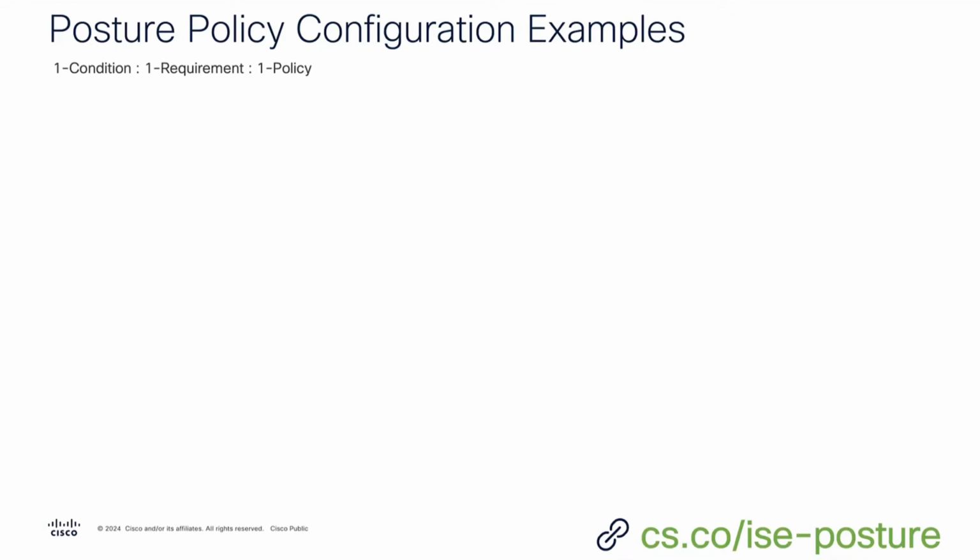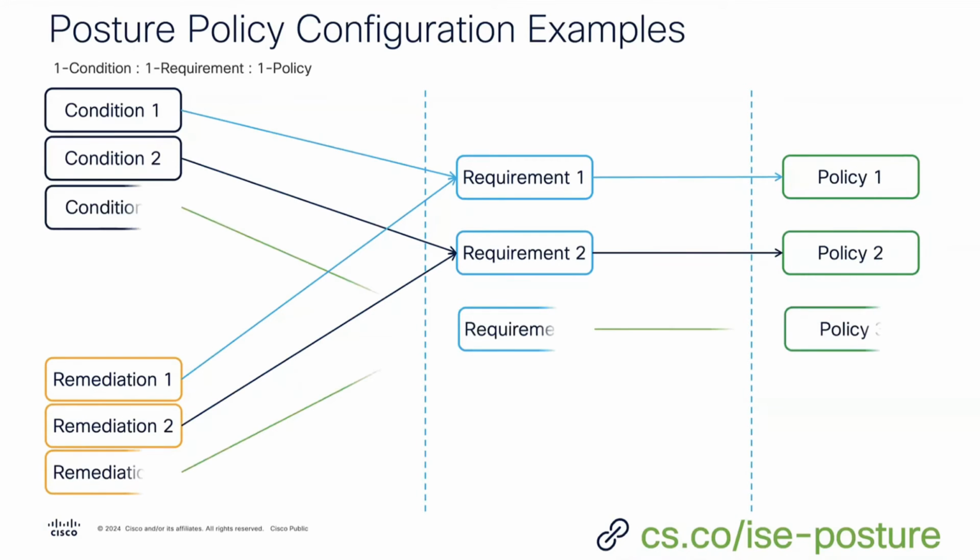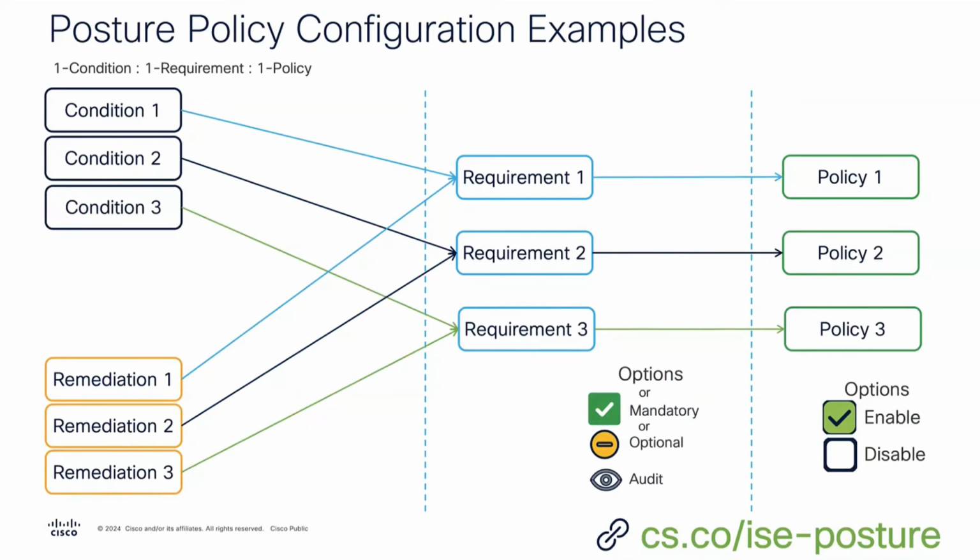Now, what are the different examples? How can we map these conditions and remediations to a requirement? How do we map the requirements to a policy? Let's say I have a specific condition, a specific remediation to be associated to that specific requirement, and that requirement is supposed to be mapped to a policy. This is a 1:1:1 example, where I'm configuring a condition, I'm associating that condition to a requirement, and that requirement is supposed to be associated to a policy. Similarly for condition 2, similarly for condition 3.